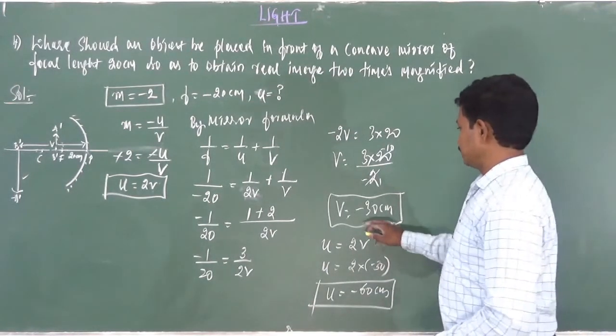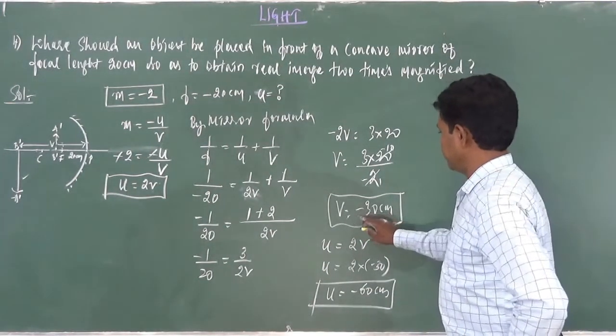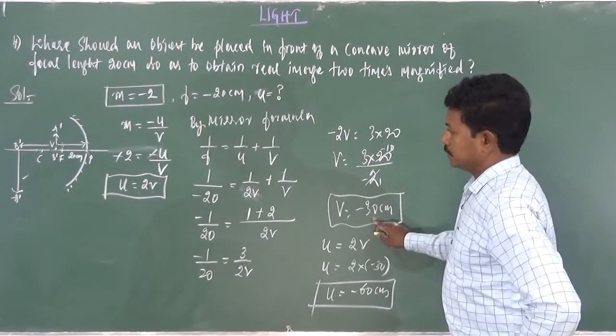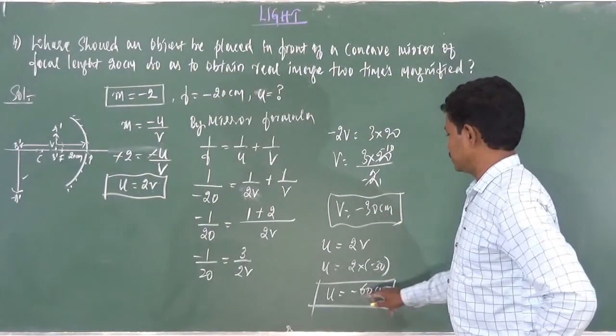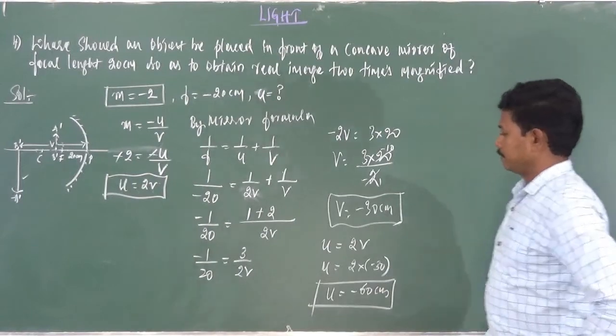So here v is minus 30, which means that is the image distance, and u is minus 60.